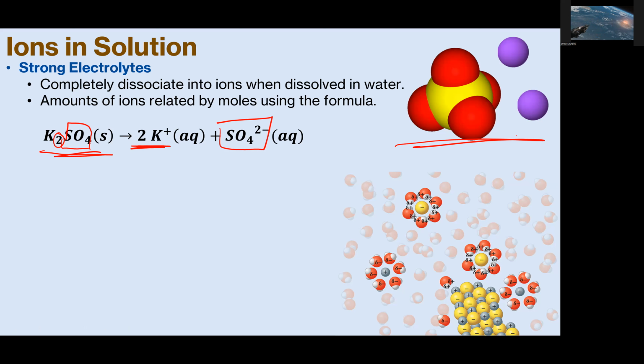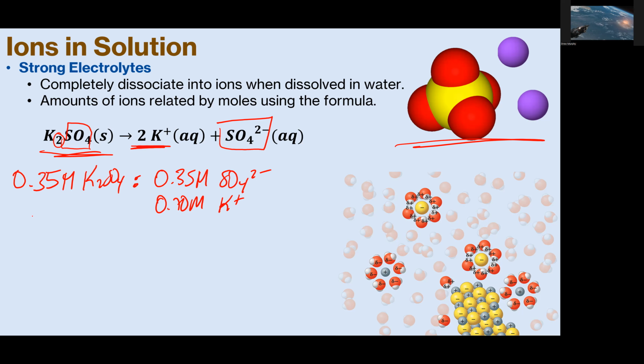What this also means is everything is related directly by moles. So if we had 0.35 molar K2SO4, okay, then that means that we have 0.35 molar sulfate and we have 0.70 molar potassium, right? Because there's two potassiums in there.